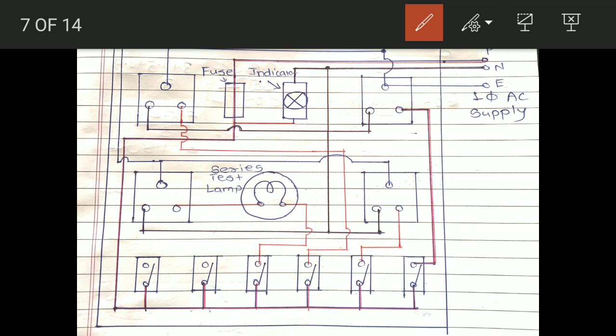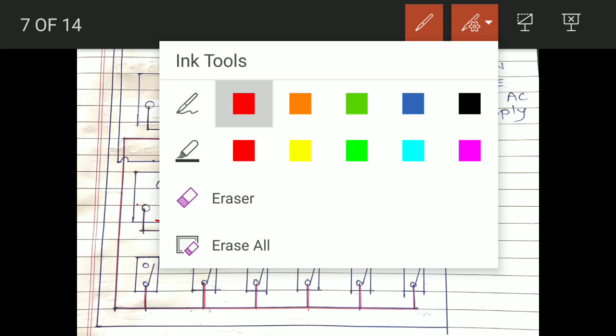That is, each phase is connected to each 3-pin, and this circuit is connected in series. That is, in this circuit board, we are going to use the series connection of the lamp. Okay, series test lamp we are going to use. Therefore, the connection of this switch goes directly to the lamp, and the secondary of this lamp goes directly to the 3-pin socket of the switchboard.